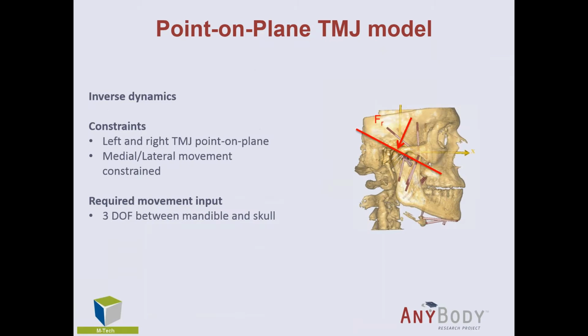So the first model we did was this point on plane model, as I said. So we introduced basically that one point on the mandible on each side, on the left and the right side, should always remain in contact with the plane defined similar to Dessay et al. on the left and the right side. And then also similar to them, we introduced a constraint that the mandible cannot move in the medial lateral direction. To drive this model in full detail and to fully describe the motion, this leaves 3 degrees of freedom between the mandible and the skull to still be defined, and how we got them I'll come back to.